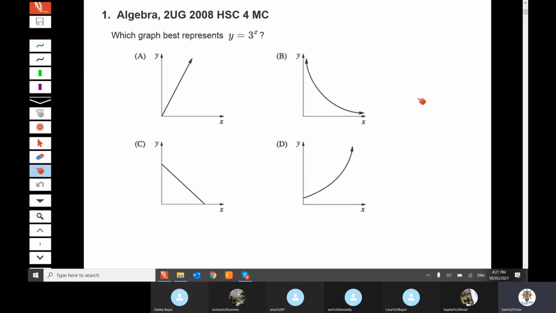Let's go through a few of these first. Which graph best represents y equals 3 to the x? Y equals 3 to the x is an exponential function. What did you guys pick? B or D? B is a hyperbola. Yeah. D is an exponential.